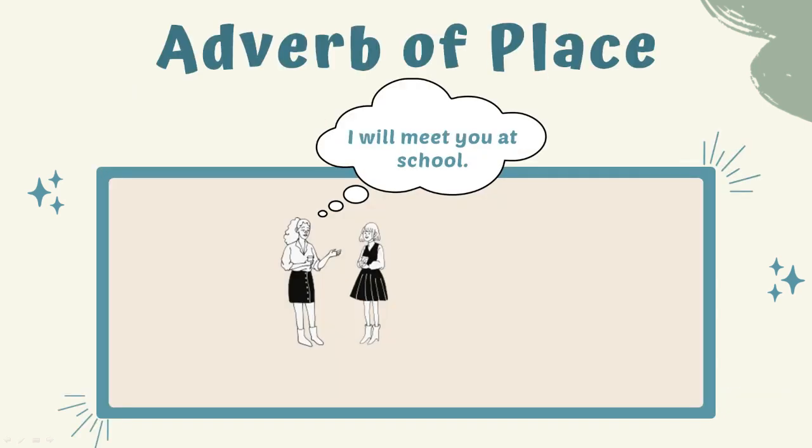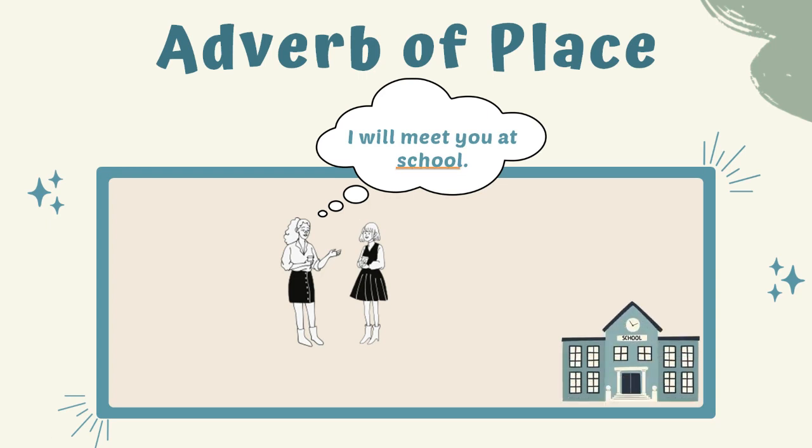I will meet you at school. So where is our adverb of place in this sentence? Again, let's answer another question. So where am I going to meet you? The answer is at school. Therefore, our adverb of place in our first example is school.